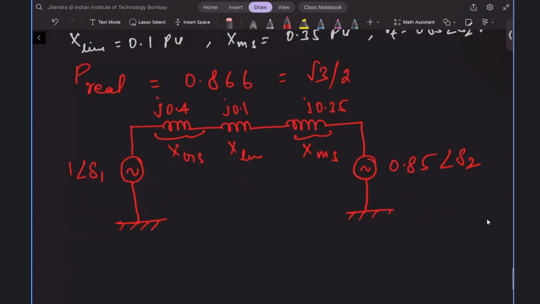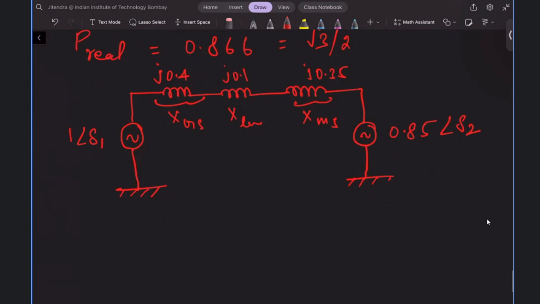Now, since all the inductances are provided in the circuit, you can straight away use the expression of real power, which is V1 V2 by X sine delta. This expression is very famous in power systems as well. If you go into power systems, you will find it many times. Your transmission lines are generally indicated by an inductor.